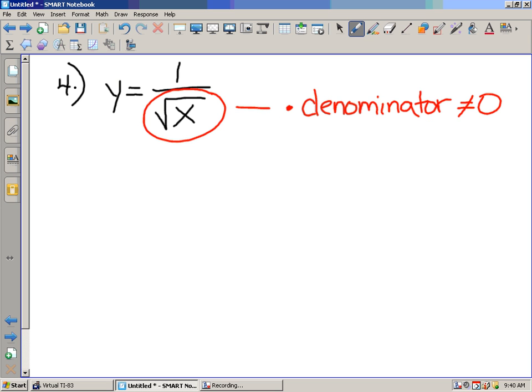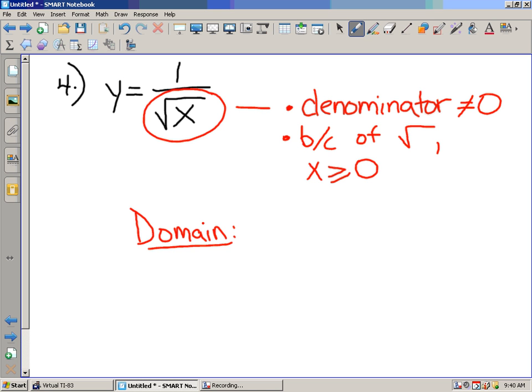And then we also know that because of the square root, x has to be greater than or equal to 0. So how do we combine both of these into one domain? It can't be 0. X has got to be greater than or equal to 0. The only solution to this is the fact that the domain must be that x has to be greater than 0. And if you wanted to represent that using set notation, you would use a soft bracket on 0 all the way off into infinity.